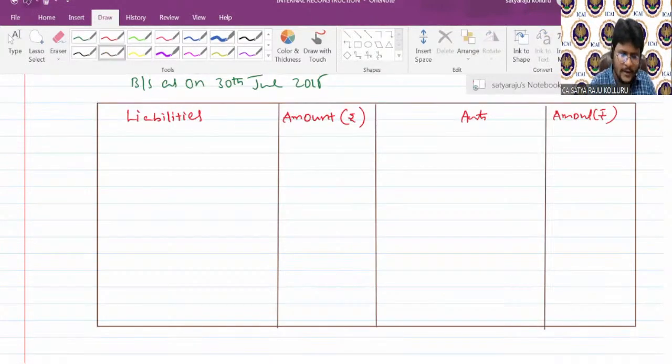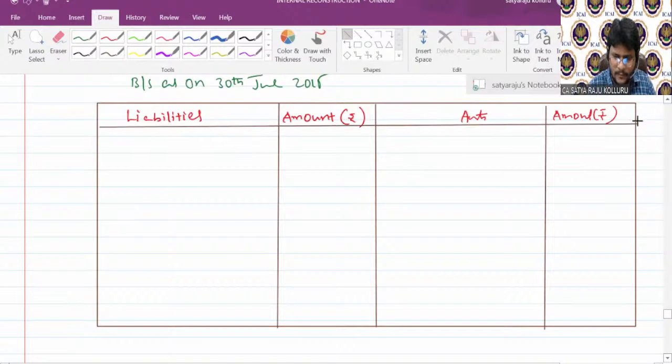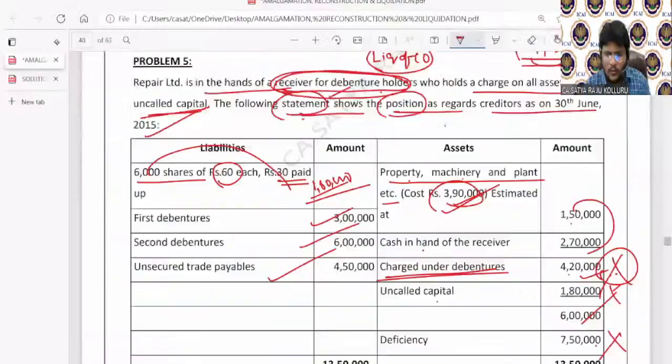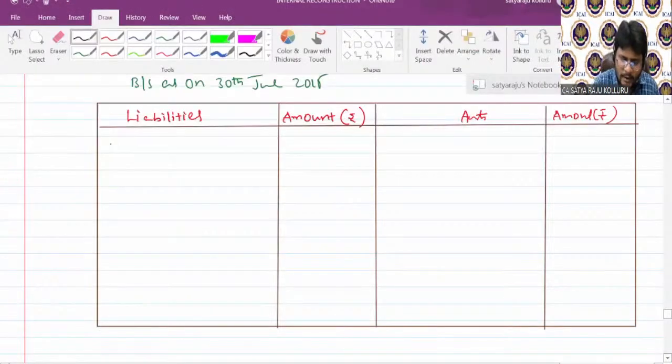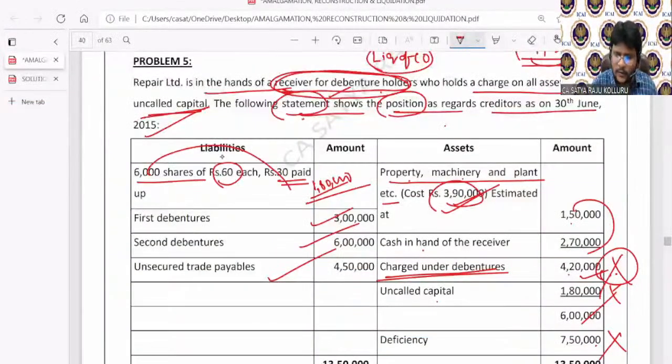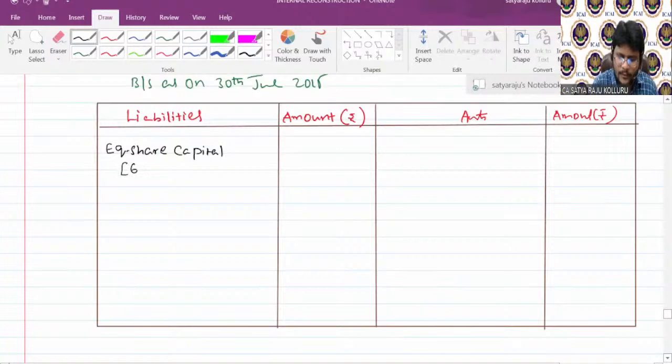So yes, now all of you concentrate, guys. The first and foremost one is share capital, which, let us assume, is equity shares. So I can put it like this: equity share capital. How much, guys? 6,000 shares into 30 rupees paid up, which is equal to 1,80,000. Am I right? 6,000 into 30, 1,80,000.